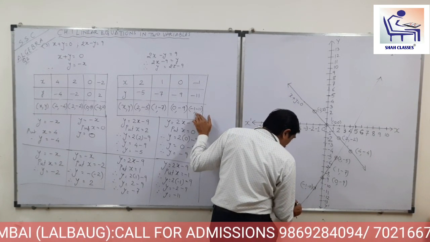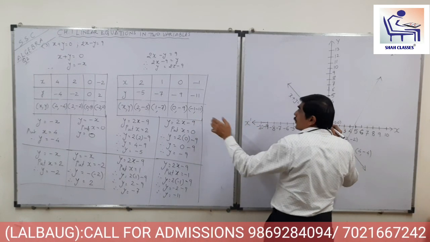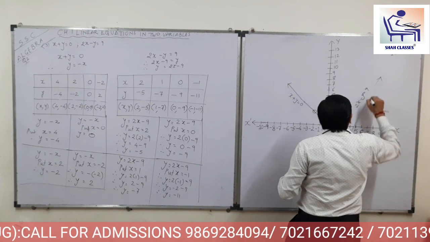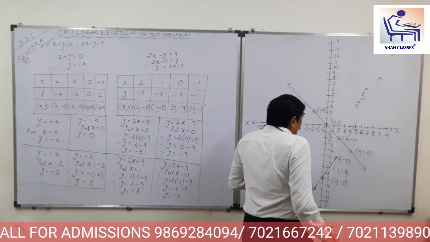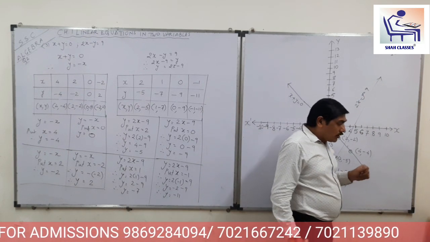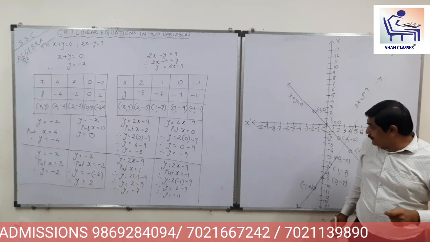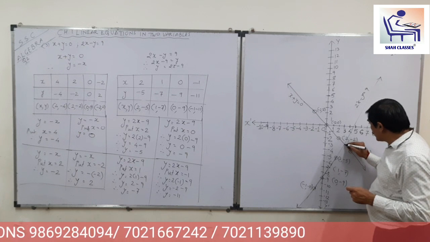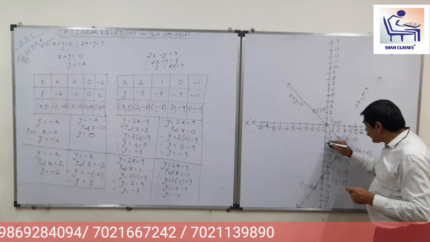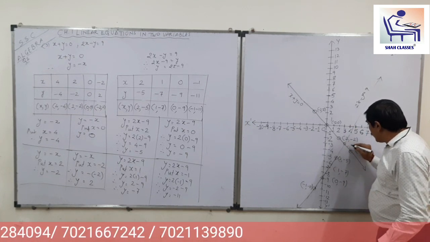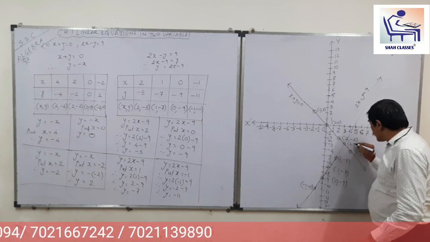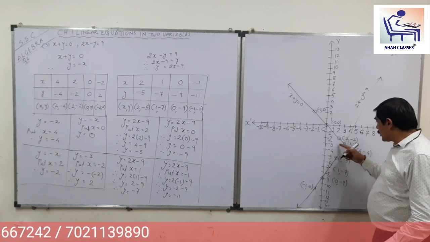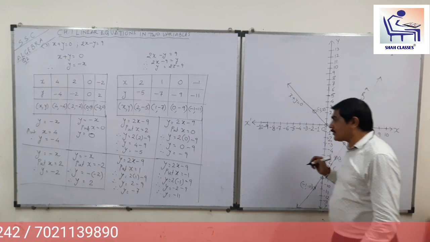And now we have to write the naming of the equation. So 2x minus y is equal to 9. Now we have to check the point of intersection. See the point of intersection. Your point of intersection is 3 on the x-axis and minus 3 on the y-axis. This is your final answer.